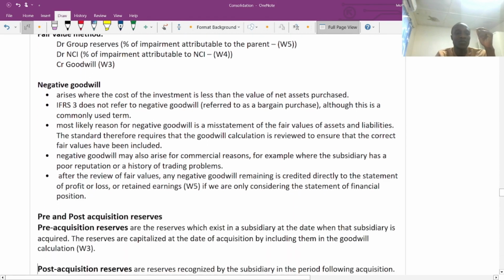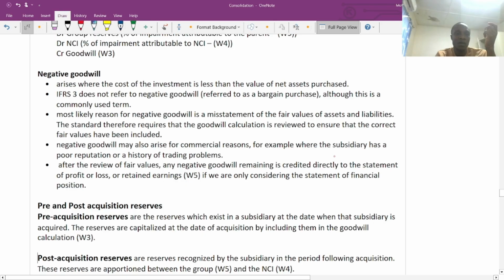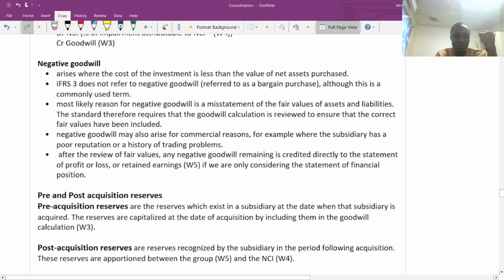So now for a negative goodwill, you don't need to worry. We are going to account for it as a bargain purchase, and we are going to treat it under IFRS 3, the business combination.